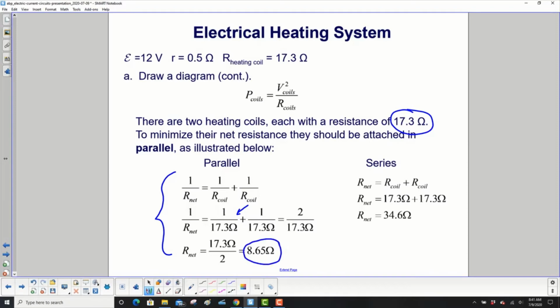To check that, to make sure it makes sense, whenever you put resistors in parallel, their equivalent resistance will always be less than the smallest resistor you have in parallel. So is 8.65 less than 17.3? Yep, so that kind of checks. Doesn't prove it, but at least shows we're on the right track. If we put them in series, you just add the resistances. So you get 34.6, which is large compared to this one. So we're going to hook up our heating coils in parallel.